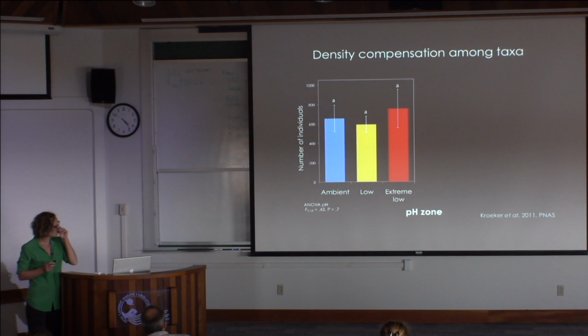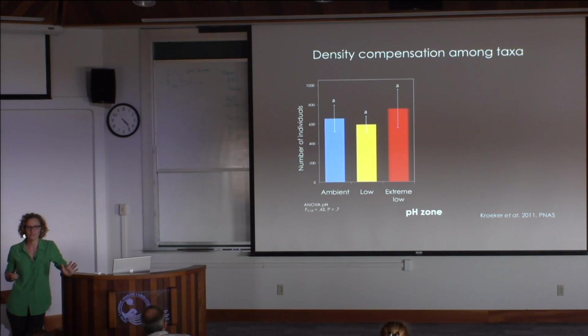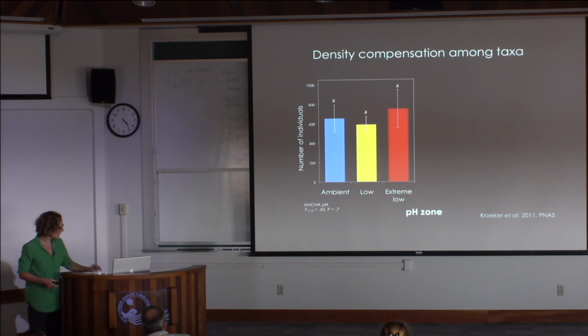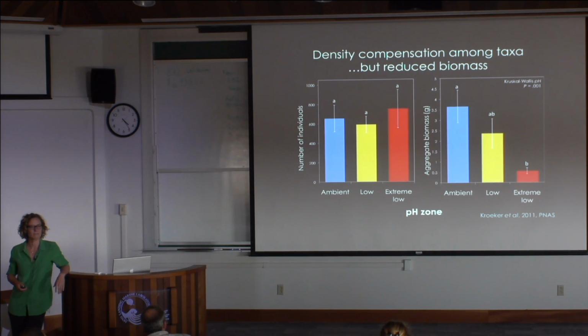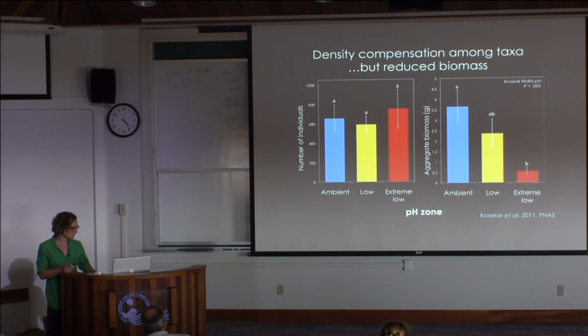So now I'm grouping all of them together. These are the number of individual invertebrates across the 3 pH zones. And you can see this evidence for the density compensation. So there are the same number of invertebrates in these really extreme conditions as there are in the ambient conditions. However, there's much less biomass, which is what I'm showing on the right-hand side.